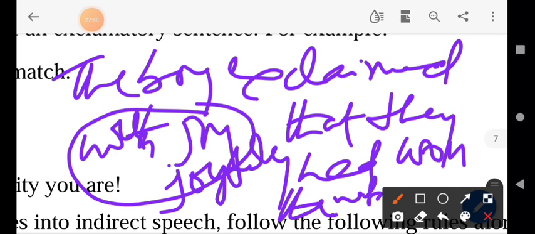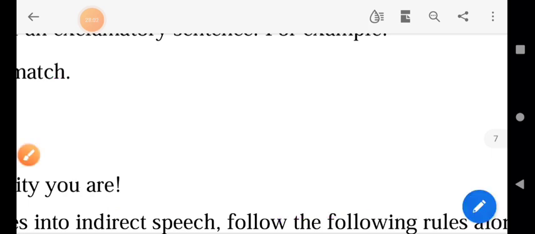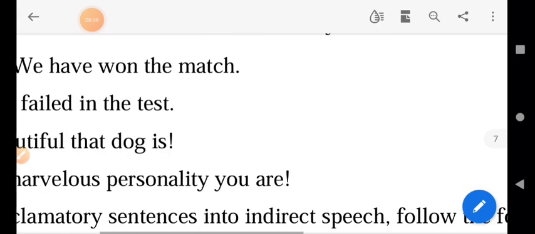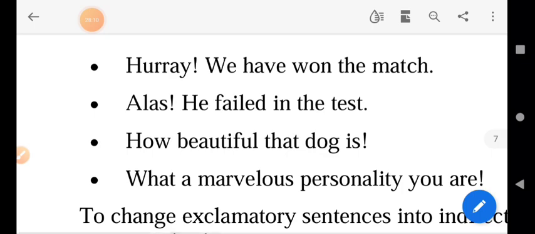Why should we change simple past tense into past perfect? The reporting verb "said" is in the past tense. Since "said" is there, that's why you have changed that one. Okay, my dear students, only a few examples are enough to understand the exclamatory sentence. Some of the examples are given here.